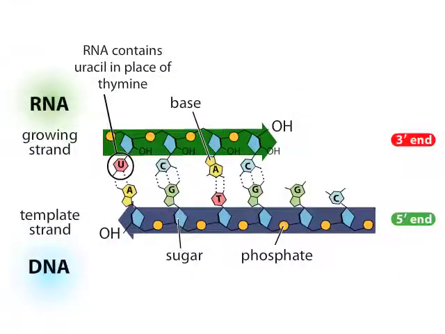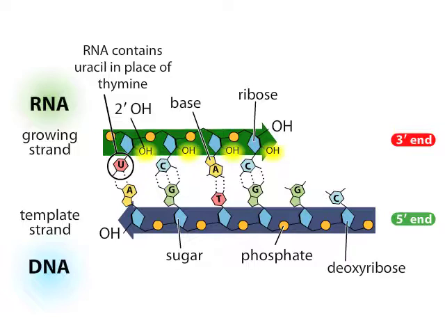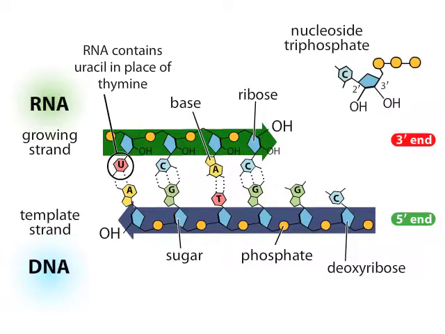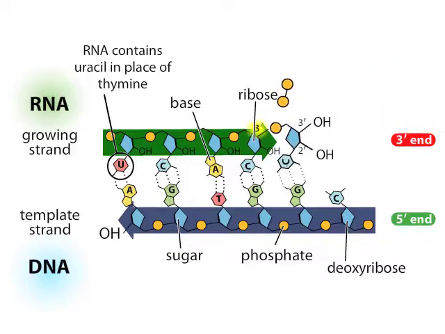Note that the bases in the nucleotides of the RNA strand form pairs with the bases in the DNA strand. Also, note that the RNA nucleotides contain the sugar ribose, which has a 2' hydroxyl group, whereas the DNA nucleotides contain the sugar deoxyribose, which lacks this hydroxyl group. RNA polymerase functions similarly to DNA polymerase. It adds nucleotides to the 3' hydroxyl group of the last nucleotide.